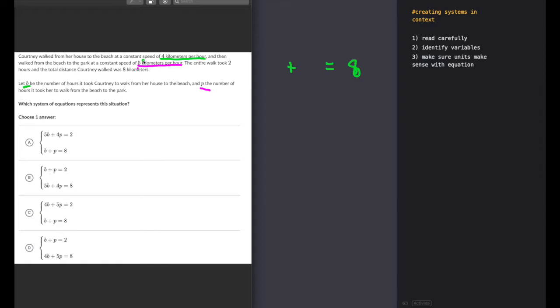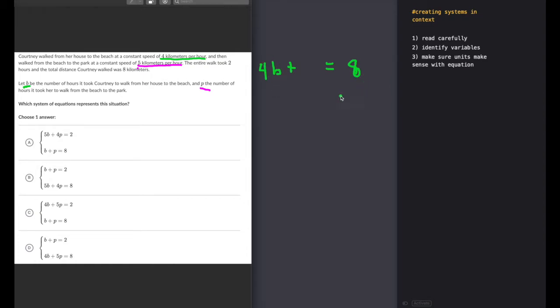Well, we could actually figure that out because we have kilometers per hour. So how would we get kilometers? We would have to multiply by time, and B is our time. That's the number of hours. So if I do the number of hours, B, times 4 kilometers per hour, kilometers per hour times hours would give me kilometers, which is what I want over here.